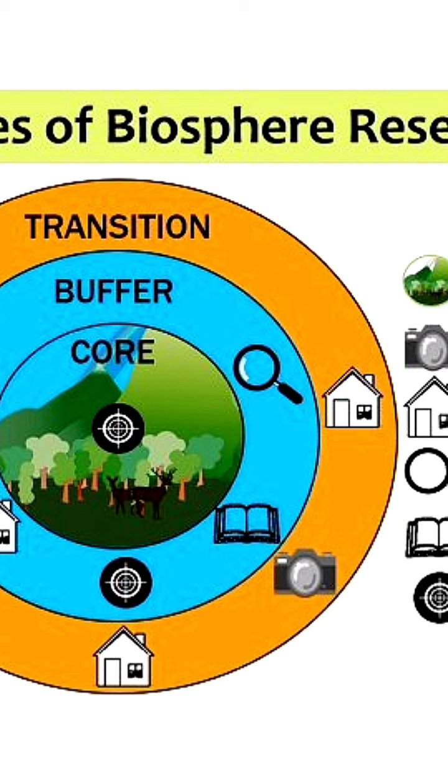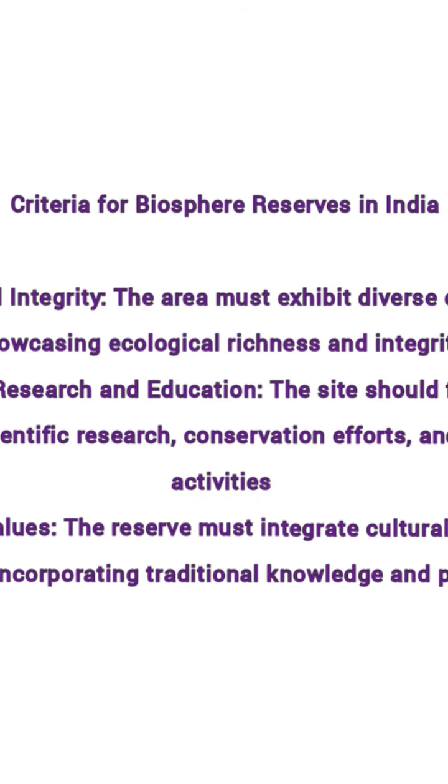After that we have the transition zone, and this is a zone where human activities and nature coexist sustainably. It supports activities such as agriculture and settlements, and it aims to integrate conservation objectives with socio-economic activities of local communities. Now let's see the criteria for biosphere reserve.